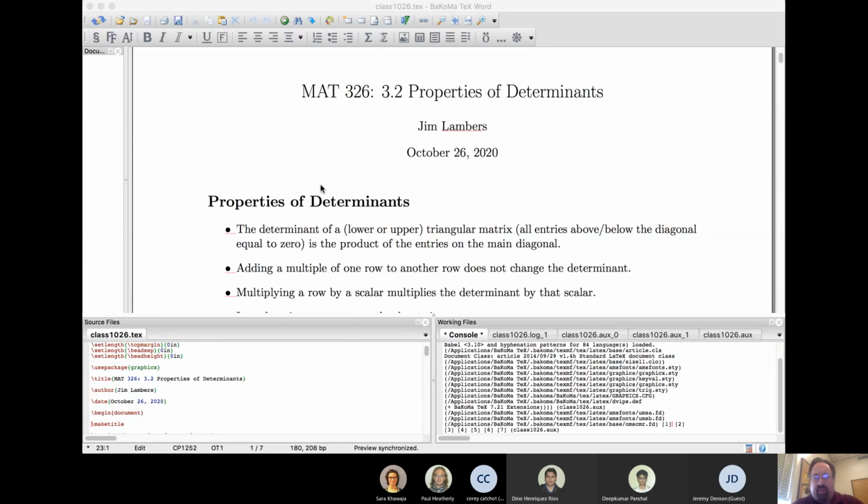A while back, before taking a break for a test, I had started chapter 3 on determinants. So now this week I'm going to continue and actually finish that chapter. It's a short chapter on computing determinants in various ways, and also applications of determinants.